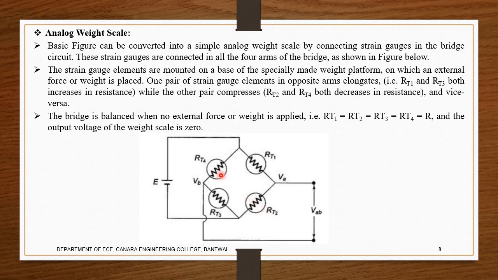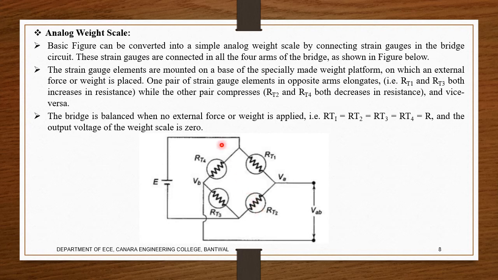But remember one thing, RT4 and RT1 act as a parallel set here, and RT3 and RT1 as one set. So what is happening if you apply a weight: RT4 and RT2, the elongation is done, and at that time RT3 and RT2 go for a compression. If these two sides go for elongation, RT4 and RT2 go for compression. That's the logic we'll be implementing here.